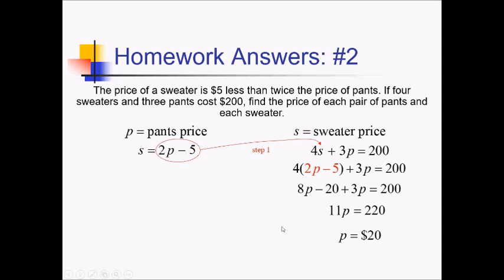All right, so that's the price of a pair of pants. Let's find the price of a sweater now. So now that we know P, we can plug it back into this other equation right here. So I have the price of a sweater is going to be 2 times 20, 2 times the price of a pair of pants, minus 5. So that's 40 minus 5, which is $35 for the price of a sweater.